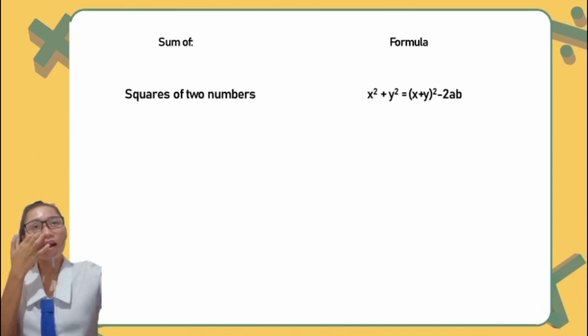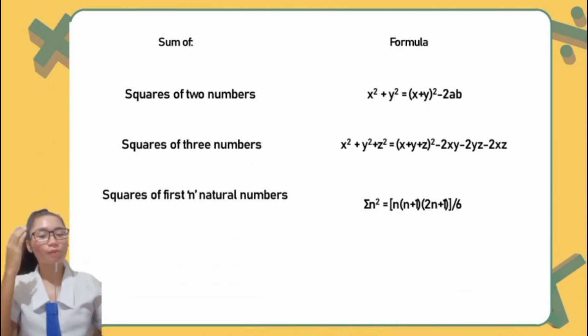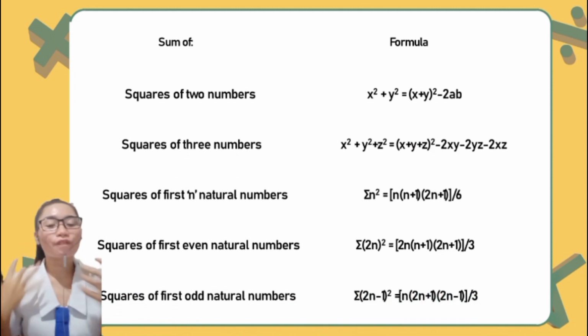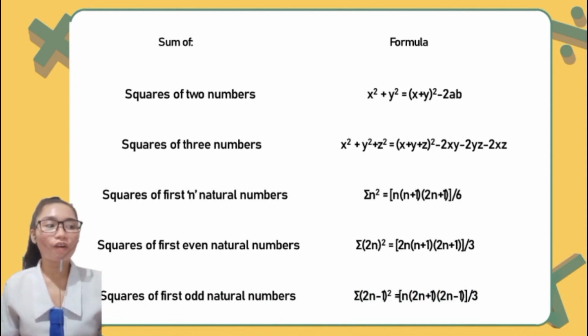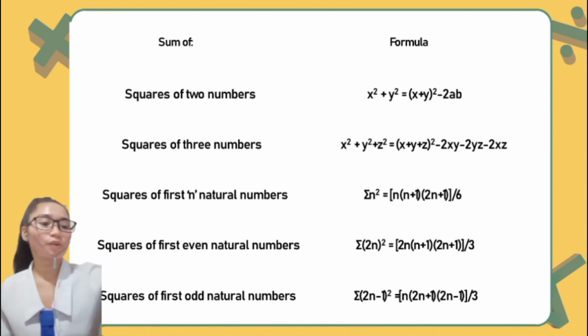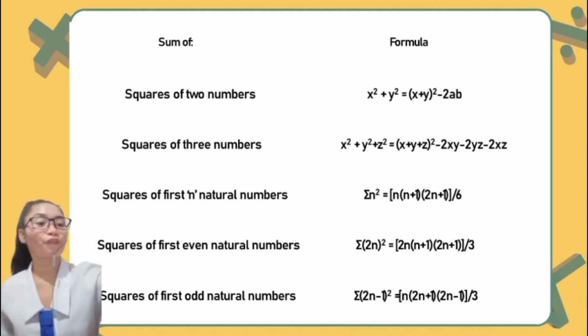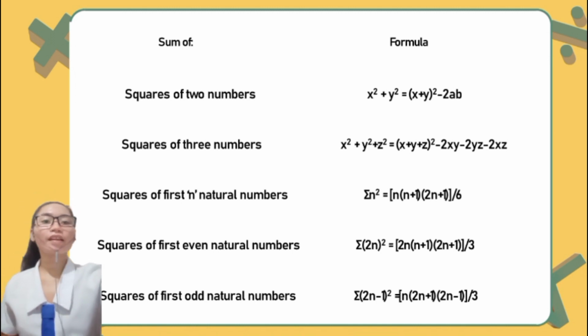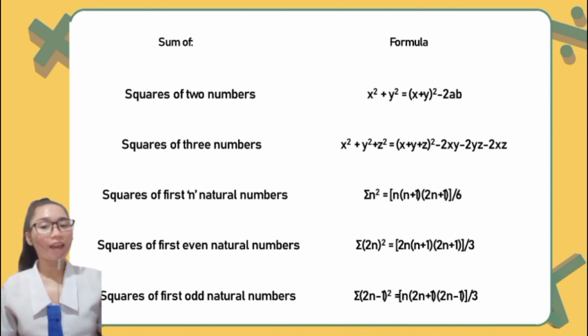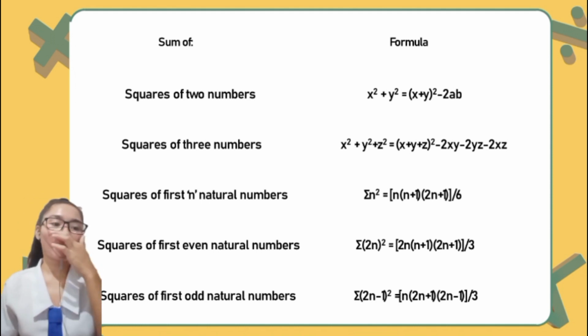So after everything, we need to generalize. So we have here the summary of all the formulas to be used in getting the sum of squares. If we have to get the sum of squares of two numbers, we have a corresponding formula for that. What is the formula in getting the squares of two numbers? As you can see, that would be x squared plus y squared is equal to the quantity x plus y squared minus 2xy.